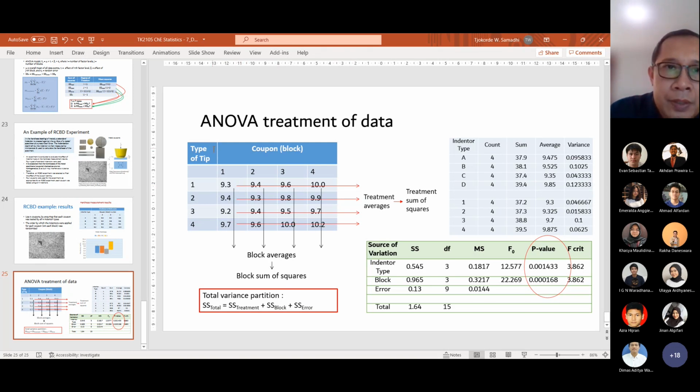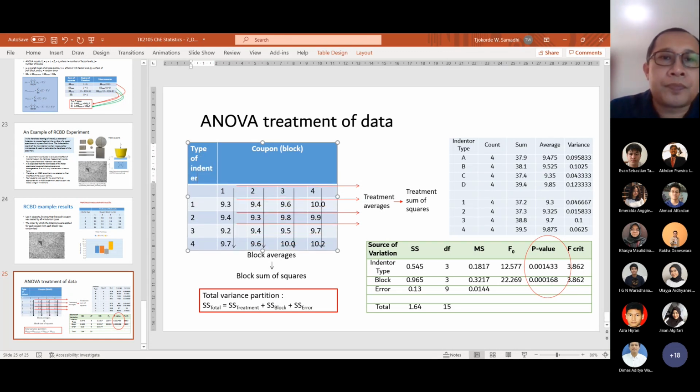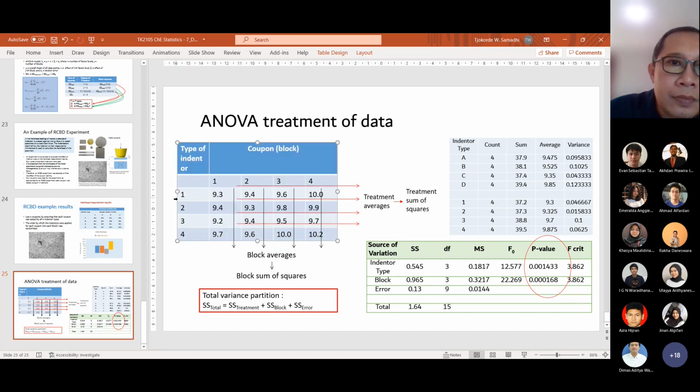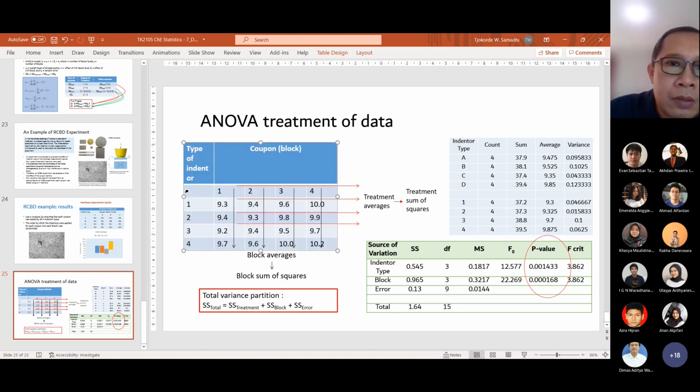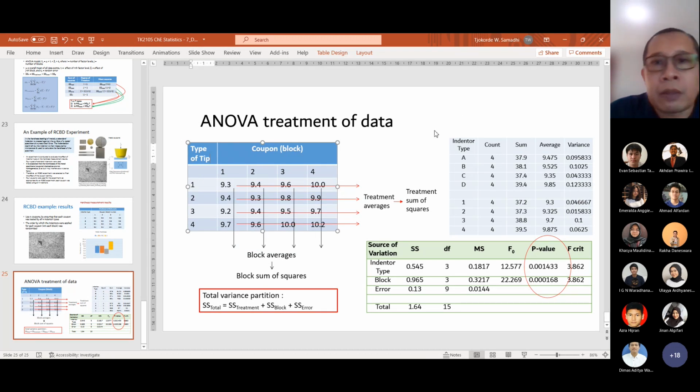indenter, this type of indentor. Indentor. That doesn't look good. Anyway, I'm not gonna. Okay, anyway, just keep it that.